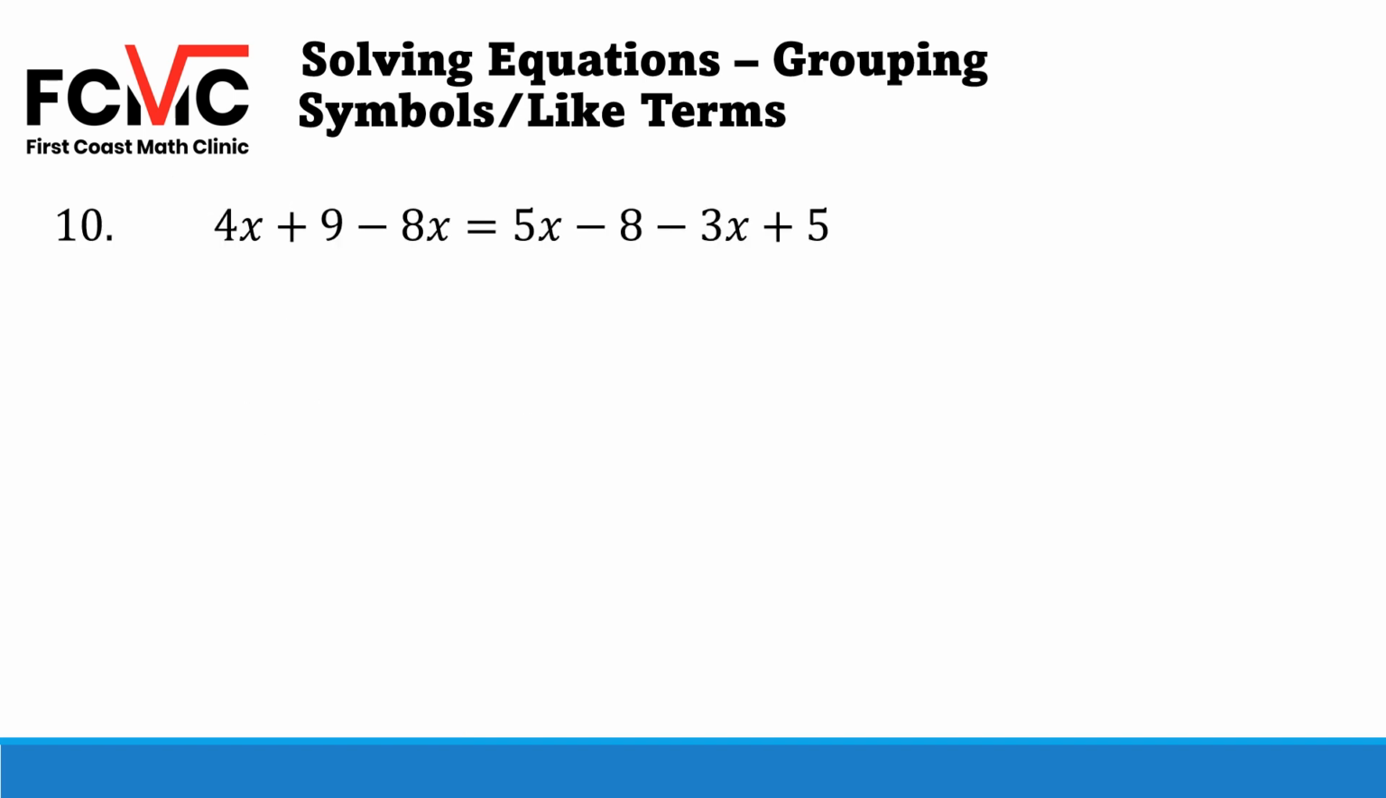So for number 10, we've got 4x plus 9 minus 8x equals 5x minus 8 minus 3x plus 5. So we don't have any grouping symbols here, but we have a bunch of like terms that we need to combine. So identifying our like terms, we've got 4x and minus 8x on the left side. On the right side, we've got 5x and minus 3x and minus 8 and plus 5. So I'm including the sign with the terms.